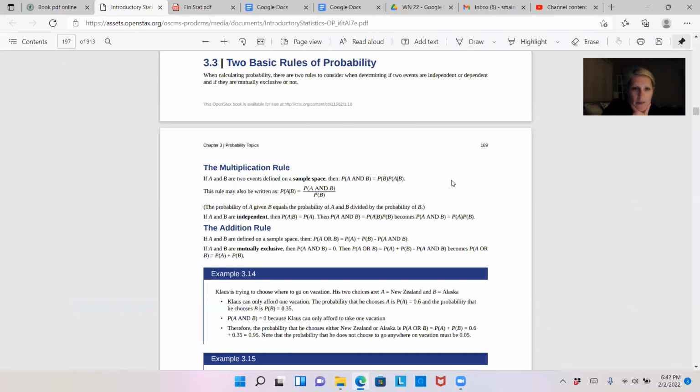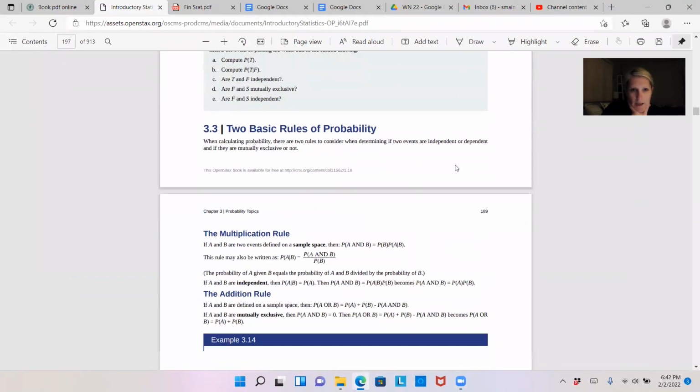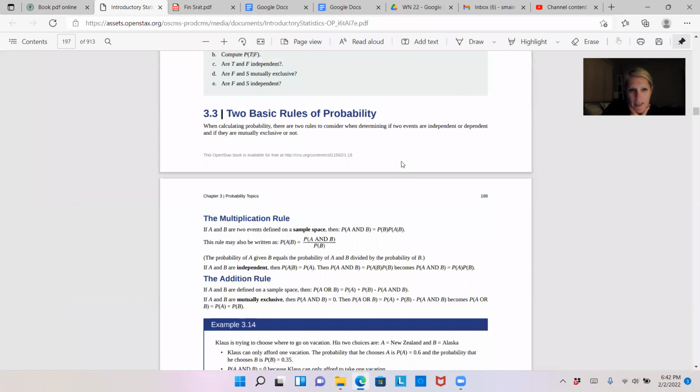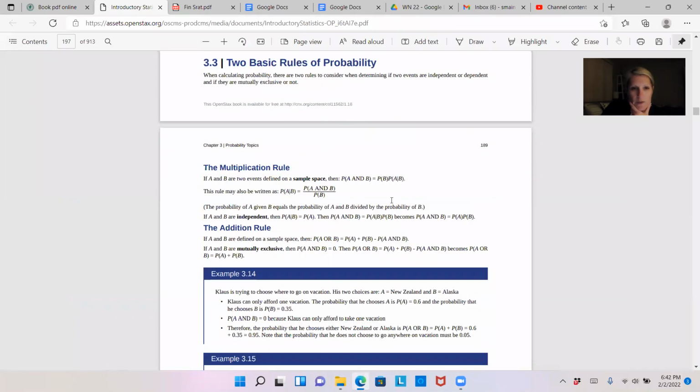So you can see in the book, if you're on page 189, well, the bottom of page 188, it starts with the two basic rules of probability. We kind of introduced them in class on Tuesday. The first rule is the multiplication rule.